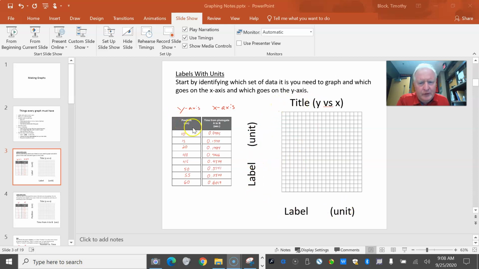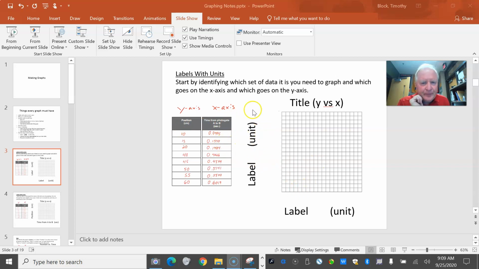So if we were to be told to graph position, this would be like a car, and this is how far it is from its starting point, so 10 centimeters, 15 centimeters. And we wanted to graph that versus time, so how long did it take to get from 0 to 10, and then how long did it take to get from 0 to 15. We could make a graph.